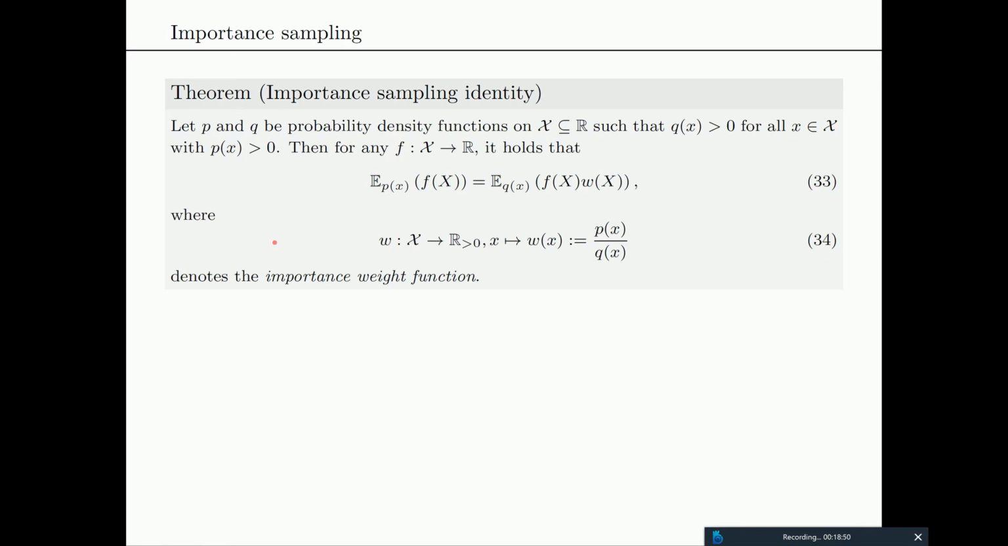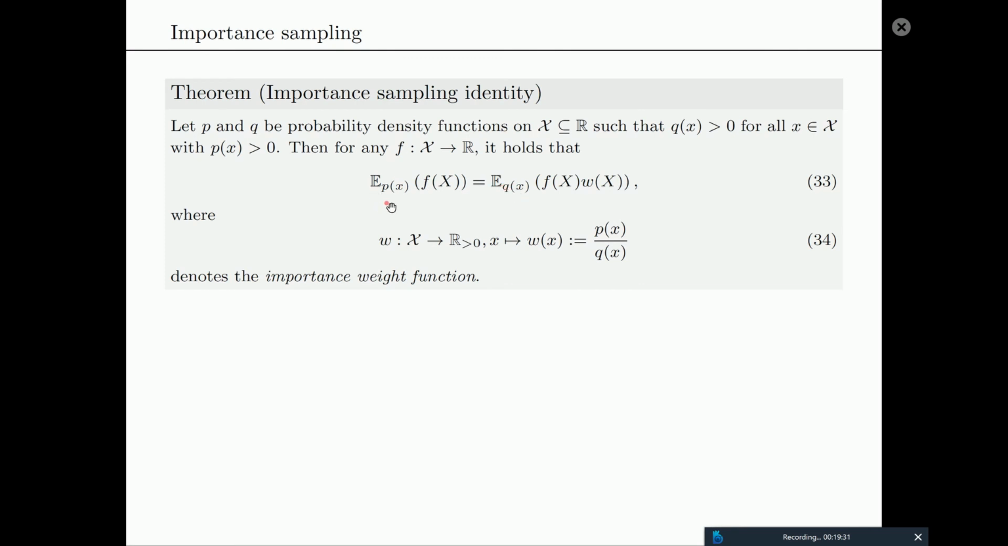Importance sampling rests on what I call here the importance sampling identity. So if you have two probability density functions q and p, and you have a space x, which is a subset of the real numbers, and on this space q(x) is larger than 0 for all x that have also p being larger than 0, then the expected value of f(x) under p(x) can be written as the expected value of f(x) times w(x) under q(x).